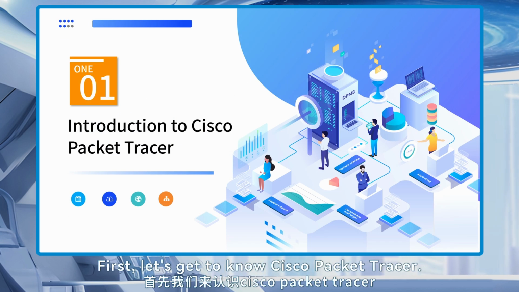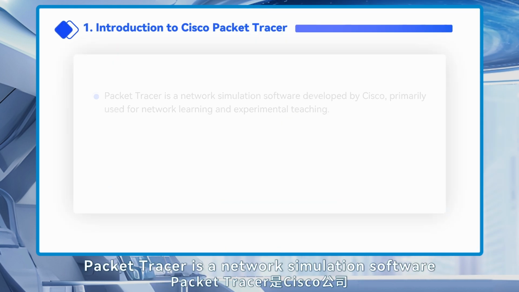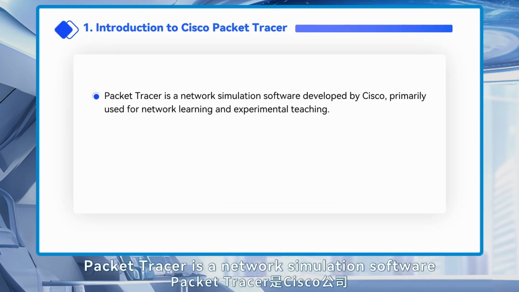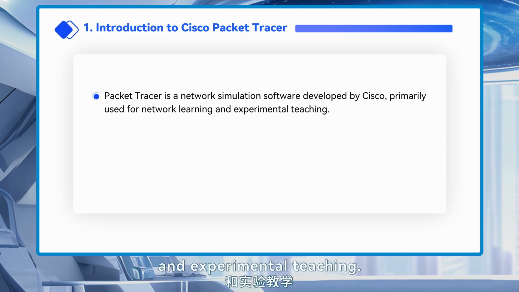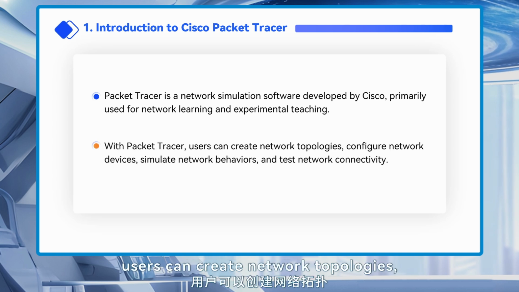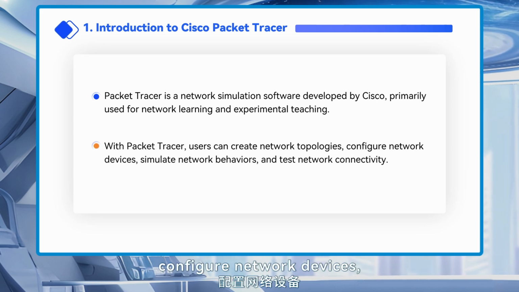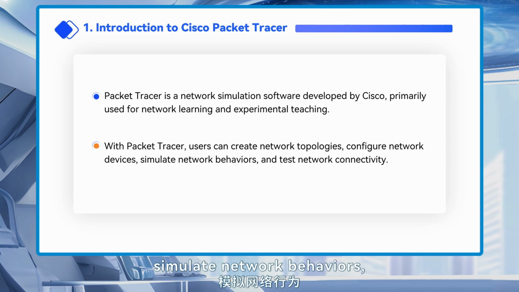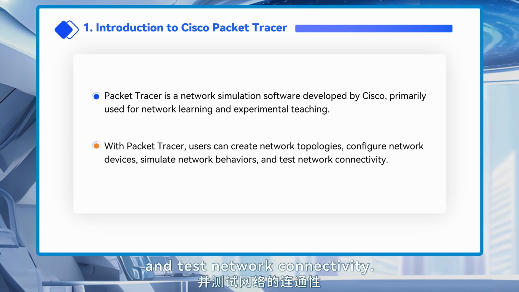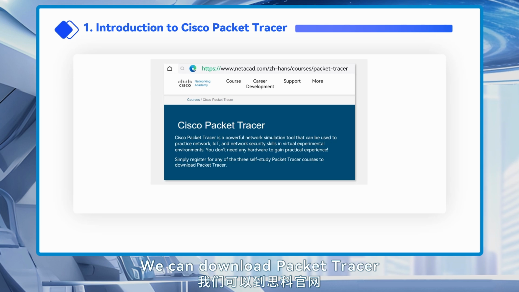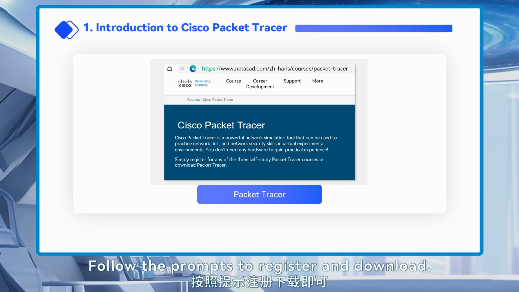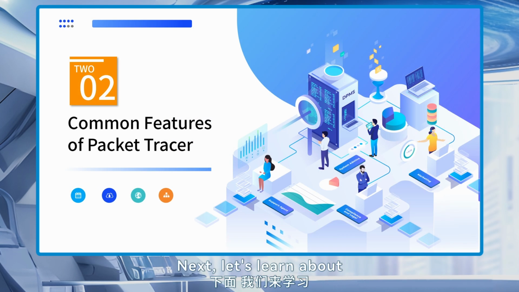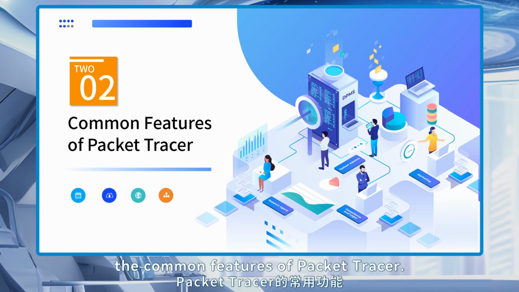First, let's get to know Cisco Packet Tracer. Packet Tracer is a network simulation software developed by Cisco, primarily used for network learning and experimental teaching. With Packet Tracer, users can create network topologies, configure network devices, simulate network behaviors, and test network connectivity. We can download Packet Tracer from the Cisco official website, where specific download instructions are provided. Follow the prompts to register and download. Next, let's learn about the common features of Packet Tracer.